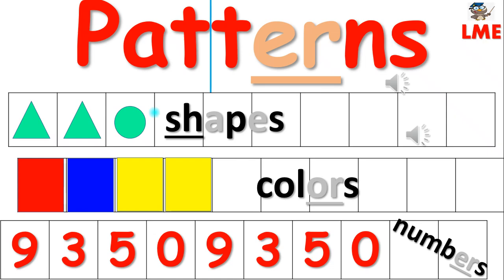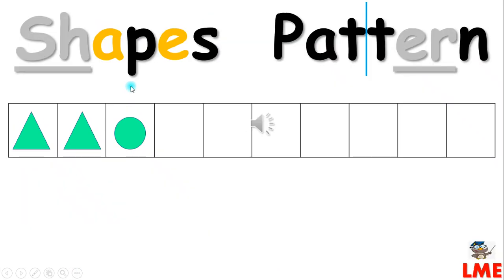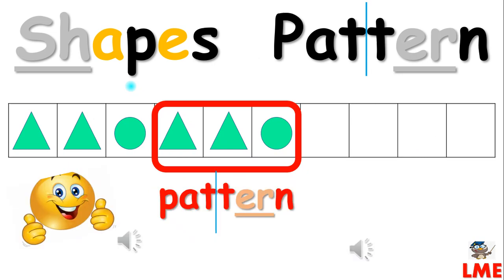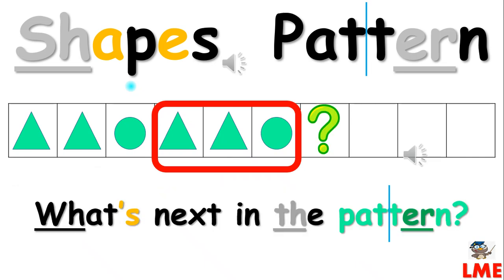As you already know, there are patterns in the world, most commonly found in shapes, colors and numbers. Here is an example of a shape's pattern. Do you know what this is called? Good job! Pattern is the correct answer.